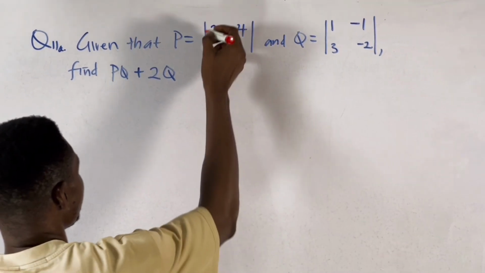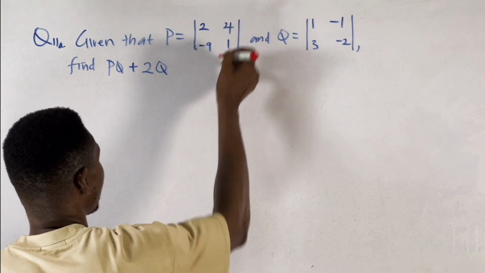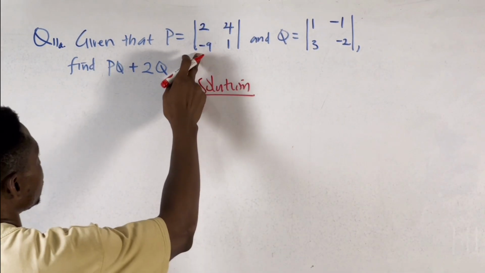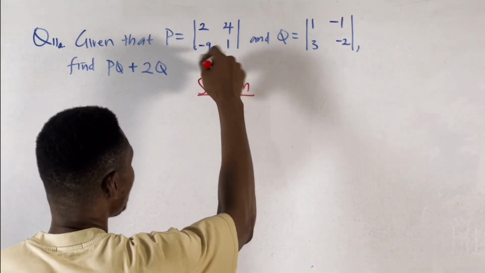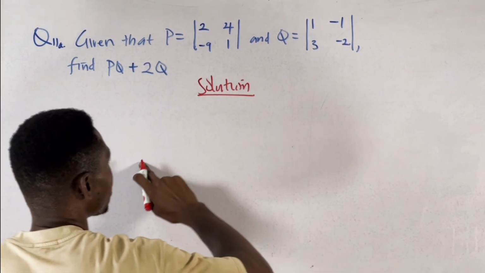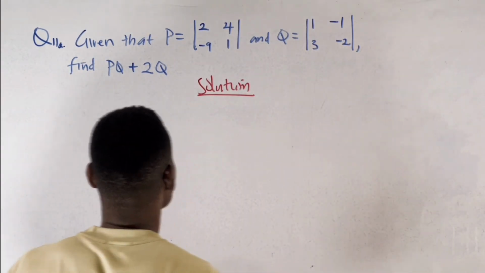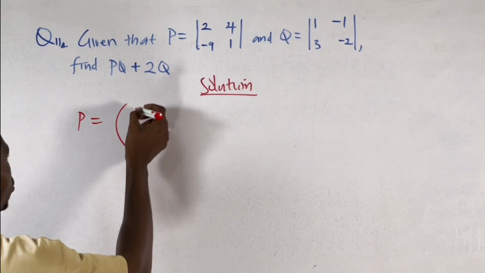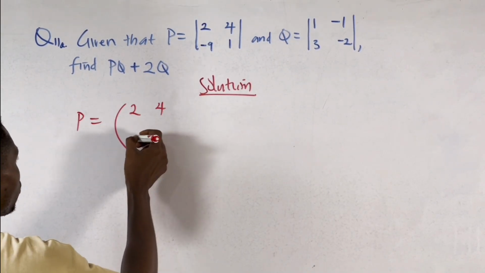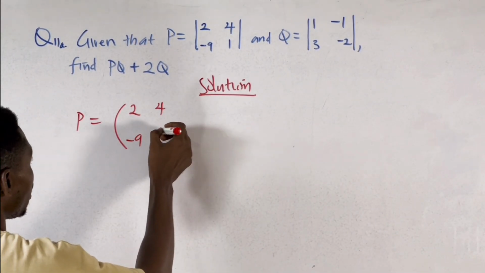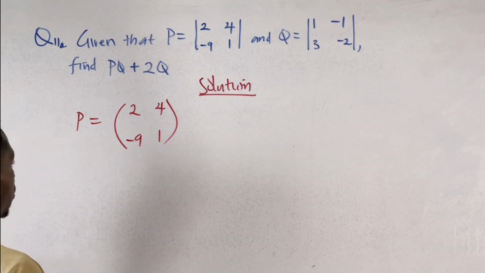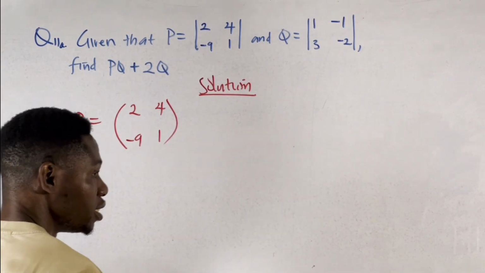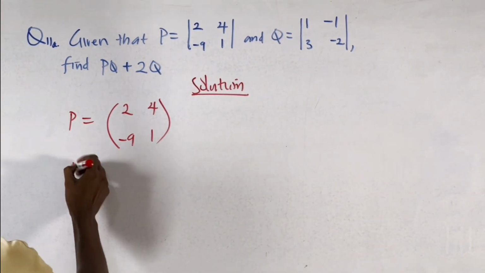Now, if you are given straight lines like this, it means you are to get the determinant as the value of P and the determinant of this as the value of Q. So take note, if you are given P equal to 2, 4, minus 9, and 1, definitely you multiply the two matrices. But with straight lines like this, you get the determinant. So let's go.